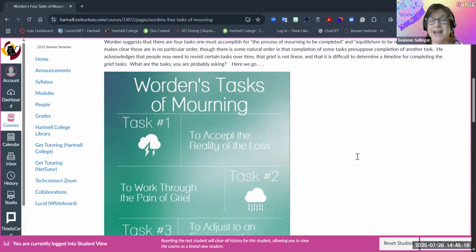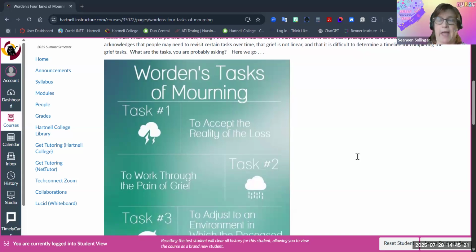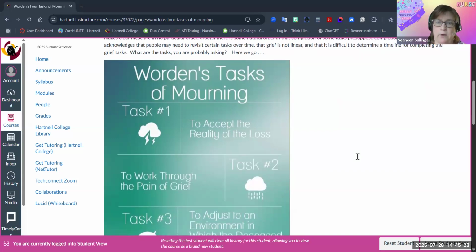Task 1 is to accept the reality of the loss, understand that the person is gone, they are not coming back, and there's nothing we can do to bring them back. We have done our best to spend time with them, and accepting is difficult. That can take a while.